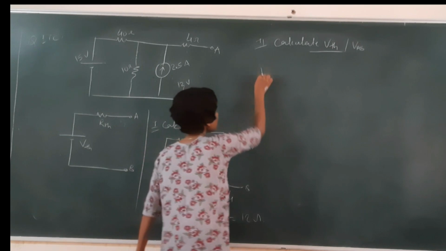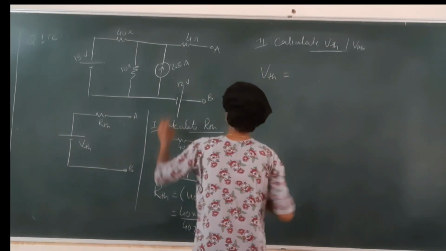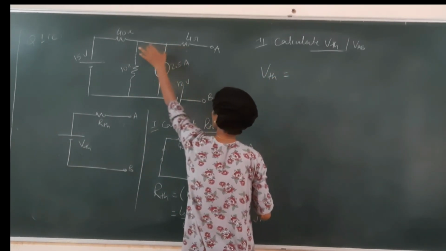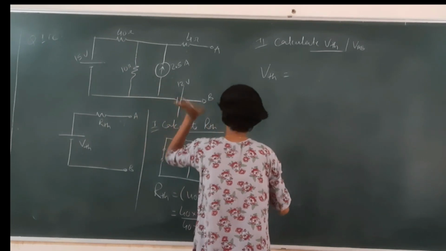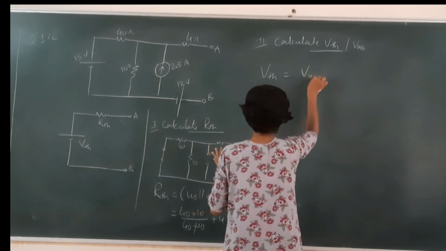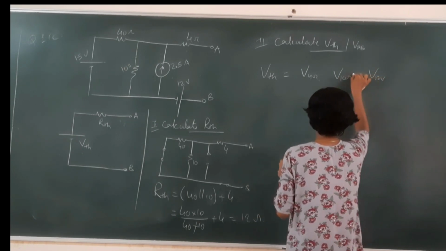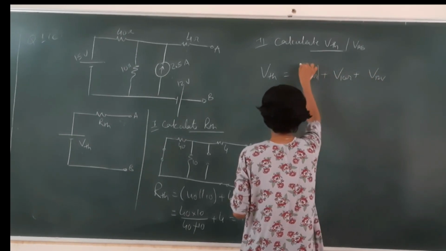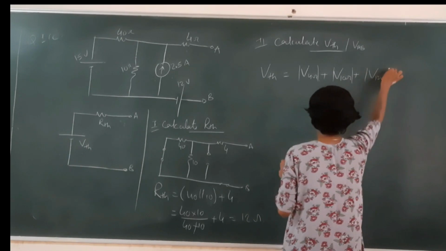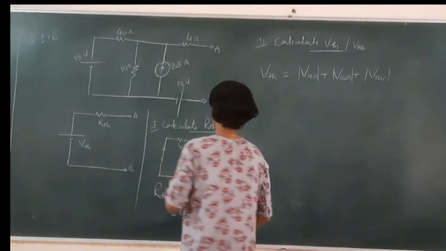So what will be the VTH? VTH will be the voltage across this 4 ohm resistor, 10 ohm resistor and 12 volt source, right? So this is voltage across 4 ohm, voltage across 10 ohm and voltage across 12 volts. So now we have to take the addition of this according to the polarity. So what will be the polarity? We will check at the last.